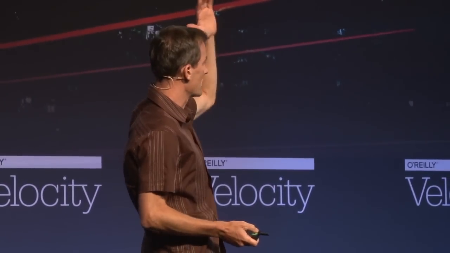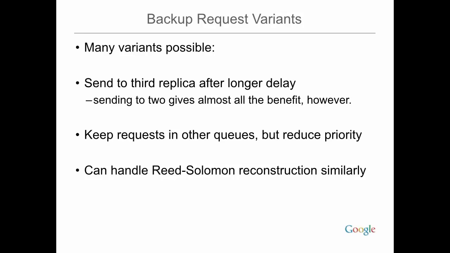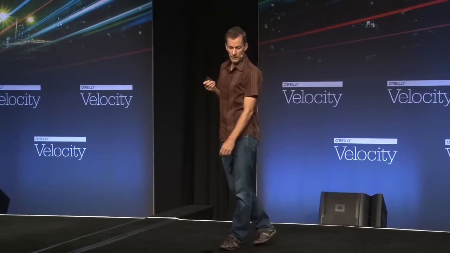And there's a whole bunch of variants that are possible in this system. You could send to a third replica after a little bit longer delay. Turns out sending to 2 gives you almost all the benefit. You could keep requests in the other queue rather than deleting them entirely and just reduce the priority so that if the other disk server has available spindle time, it can go ahead and do the read even if there's a chance it might do double reads. You can handle Reed-Solomon reconstruction similarly, although it's more complicated.